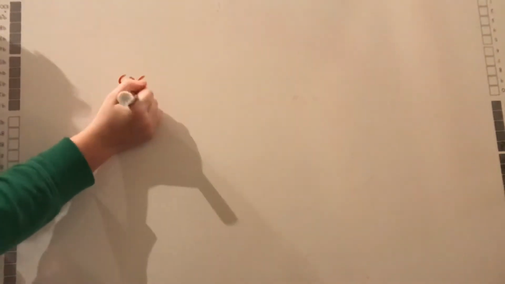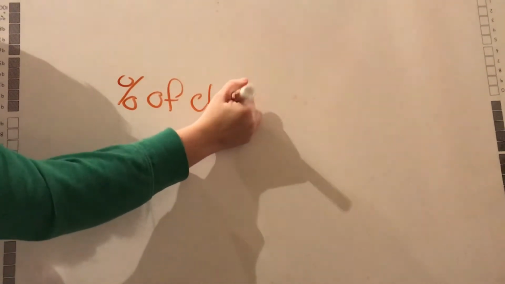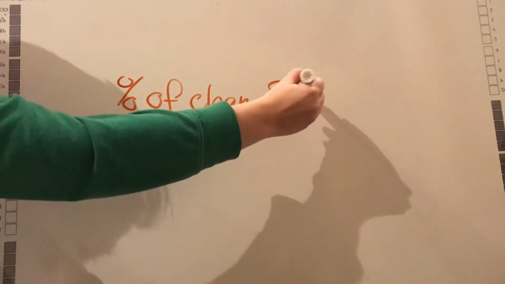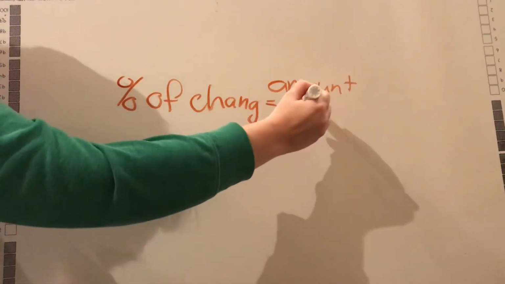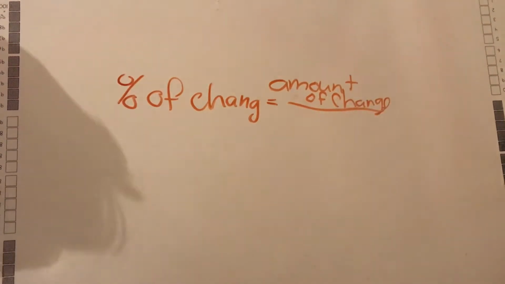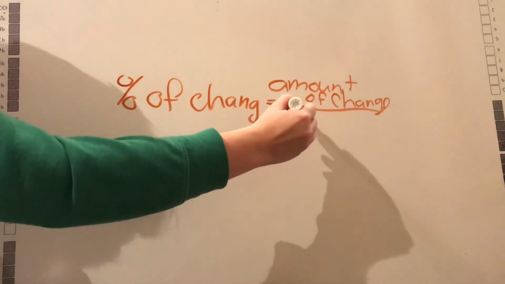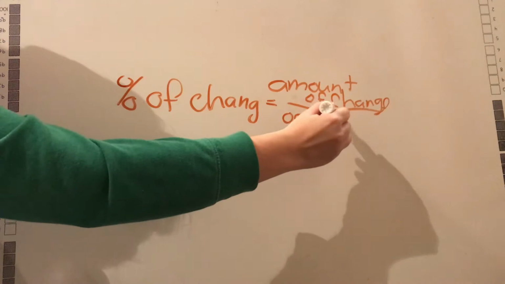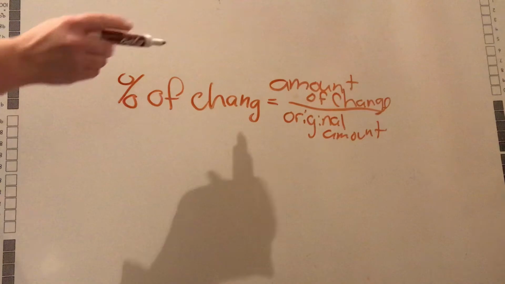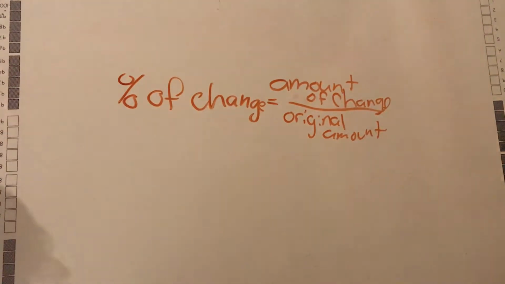So, percent of change equals the amount of change over the original amount. Okay, so the percent of change is the amount of change over the original amount. And this is in your book as well. So, let's look at number 1.